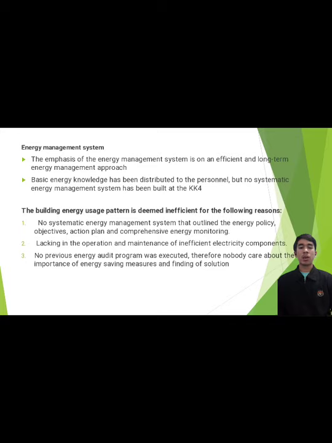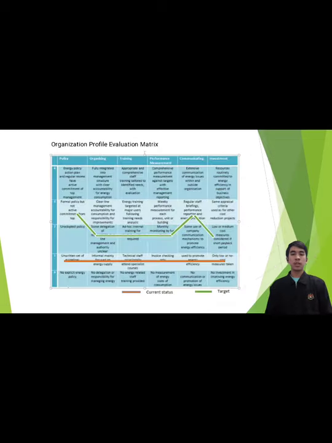Secondly, there is a lack of operation and also maintenance of the inefficient electrical components. Last one, no previous energy audit program was executed. Therefore, nobody cared about the importance of the energy saving measures and the findings of the solution. The energy management matrix shows the present state of the KK4 building's energy management system. Obviously, there is no formal energy policy in this building, but there are certain unspoken norms.